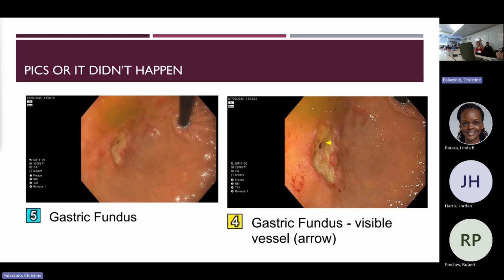All right, so this is what we found. He had a large ulcer in his gastric fundus. If you can see closely where that yellow arrow is, that is a visible vessel. So we have to treat visible vessels or obviously active bleeds, right? So you can go to the next one.